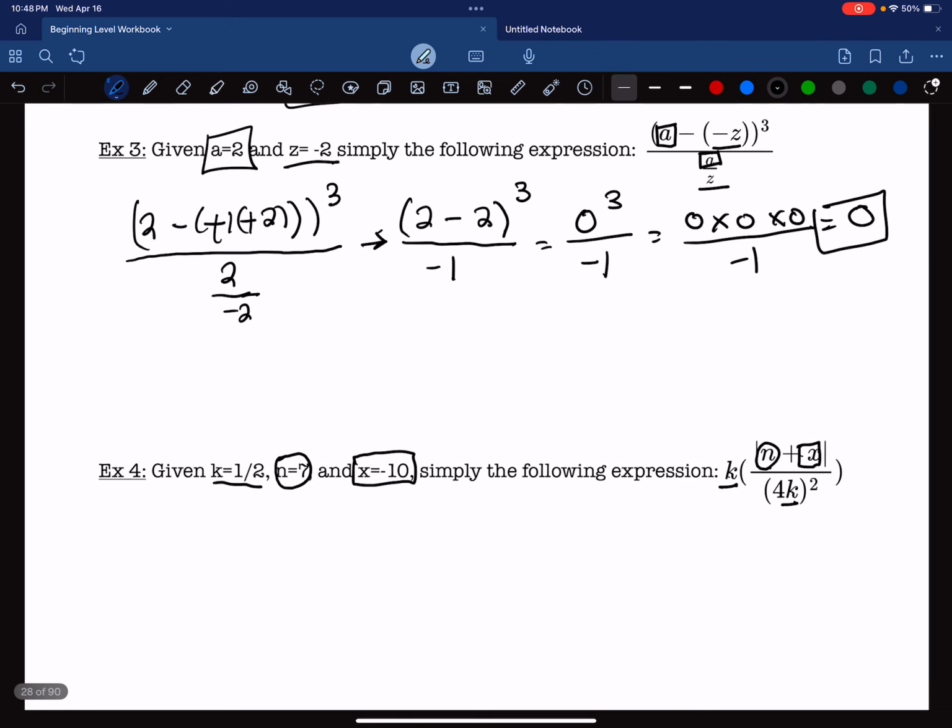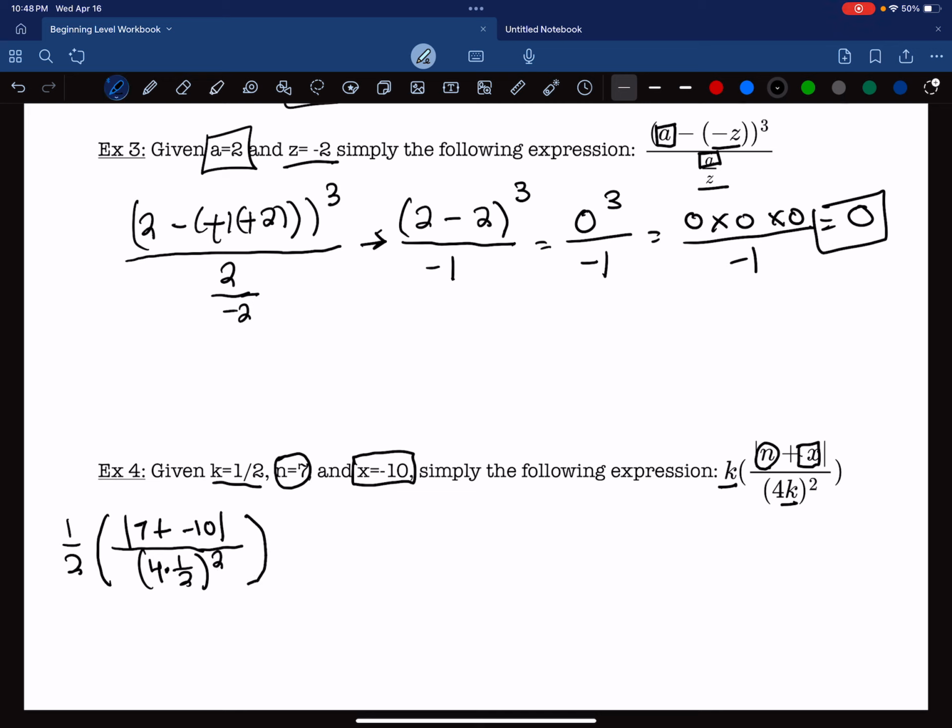So let's write this k out in front. And k is 1/2. So we have 1/2 out in front. And then we're going to multiply this entire thing by 1/2. And in the numerator, we have the absolute value of n plus x. So n is 7. So we're going to do 7 plus, and then x is negative 10. And then we're going to put that over 4 times k, which is 1/2. And then we're going to square that entire value.